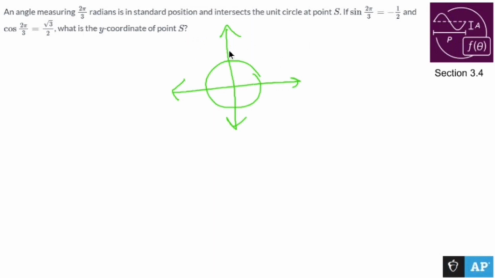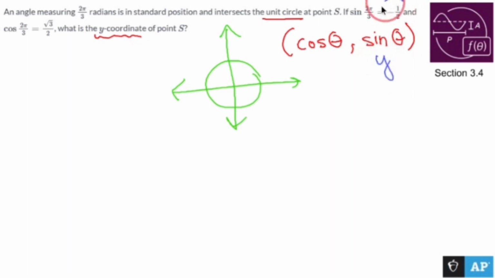Now, when we're dealing with the unit circle, we can use the fact that our x value is cos theta, our y value is sine theta, right? It wants the y coordinate of this point, which means it wants this guy right here. And it tells us what this guy is.